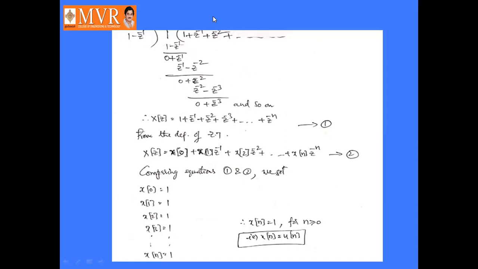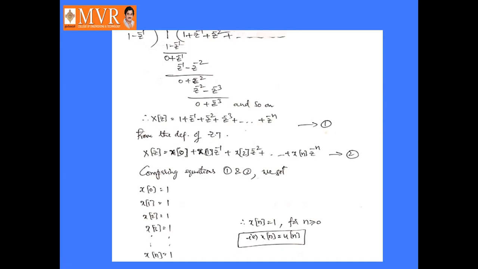Dividing by 1 minus z power minus 1, we multiply by 1 and subtract, so we get 0 plus z power minus 1. Then we multiply by z power minus 1, getting z power minus 1 minus z power minus 2. Subtracting from the above, we get z power minus 2, and again multiplying, z power minus 2 minus z power minus 3. Subtracting, we get z power minus 3 and so on. So X of z equals 1 plus z power minus 1 plus z power minus 2 plus z power minus 3 plus and so on up to z power minus n. This is equation number 1.